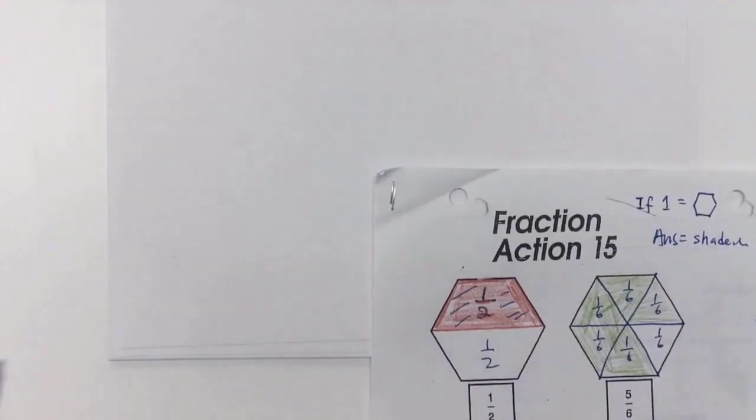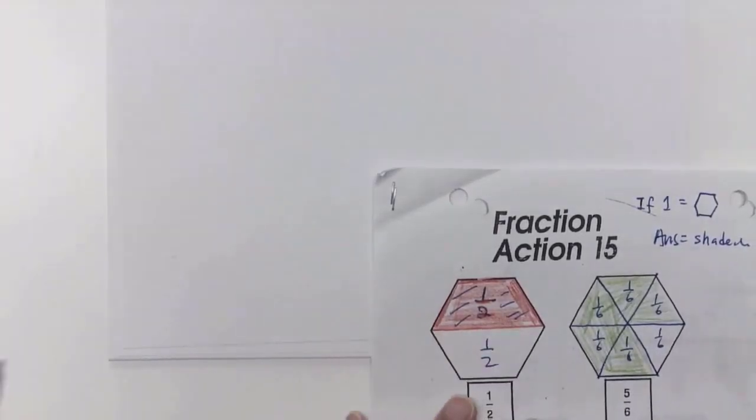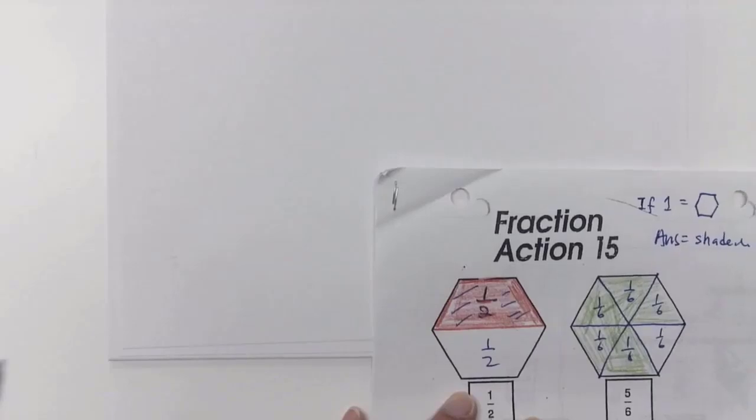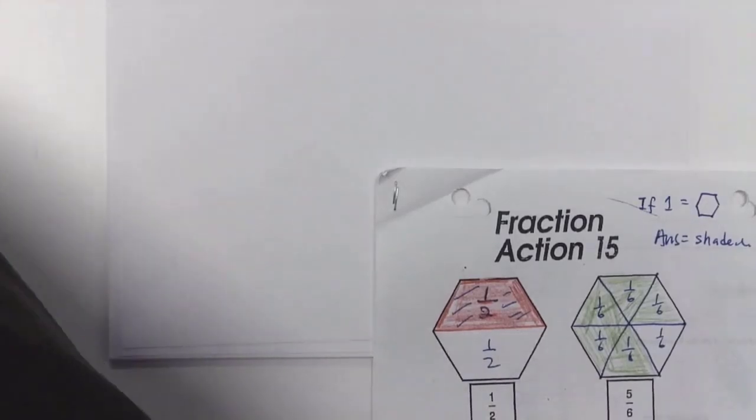Oh, the next one is 4. I didn't do it right. So once you have all the shapes, they want you to put them in order. So read the question and see how they want you to order them.